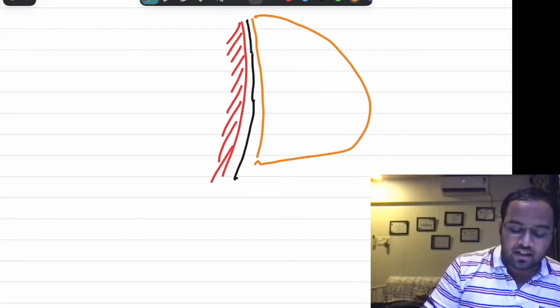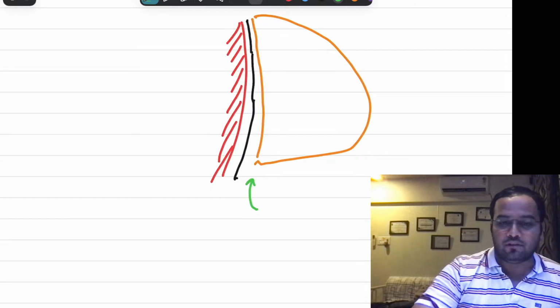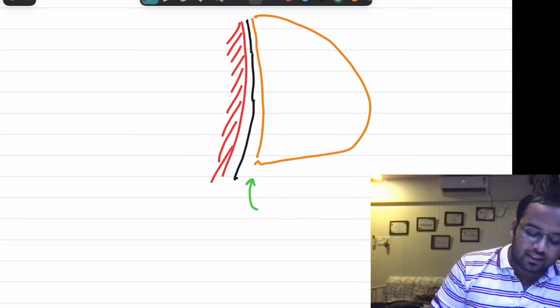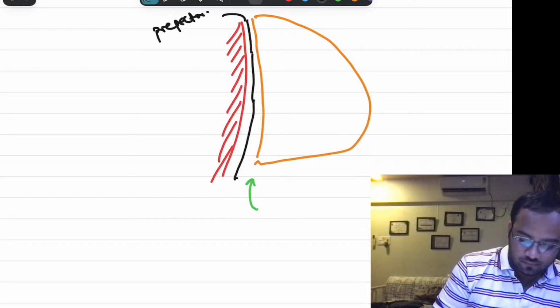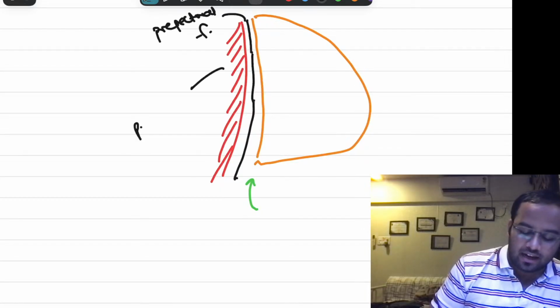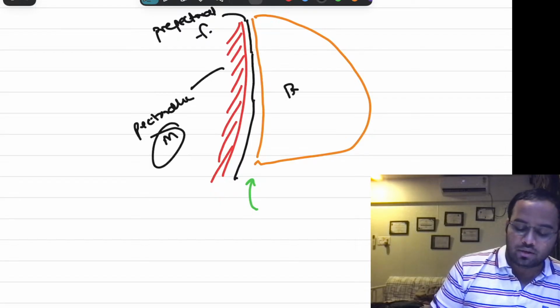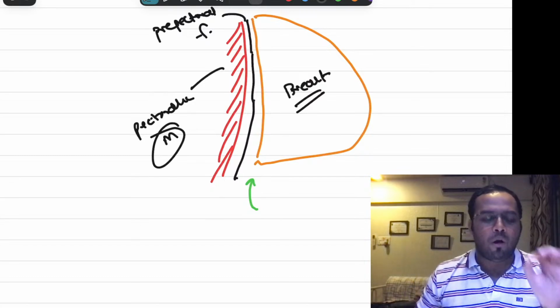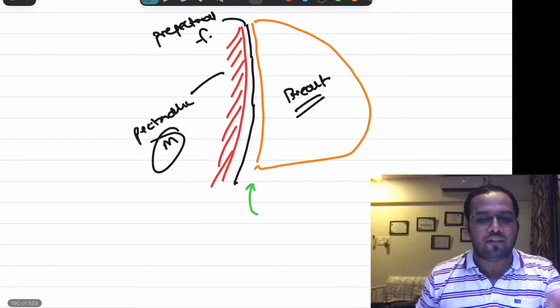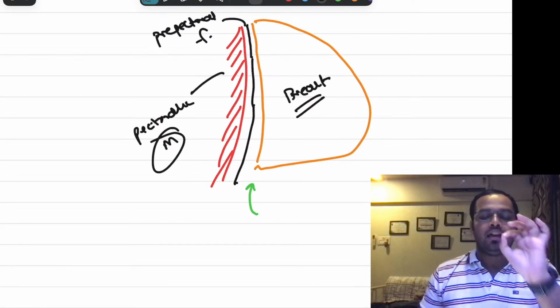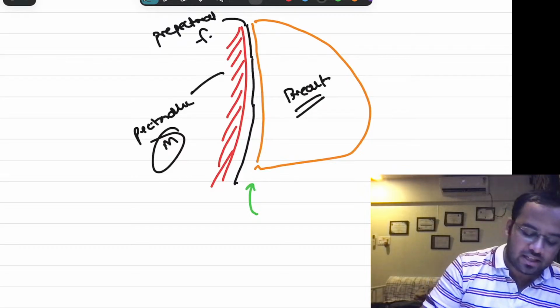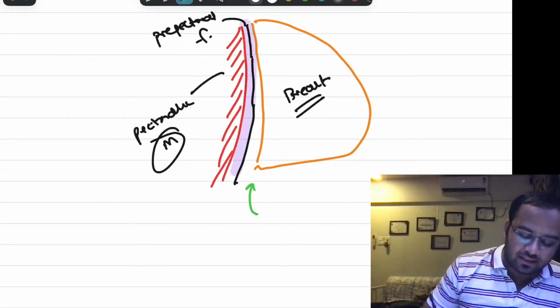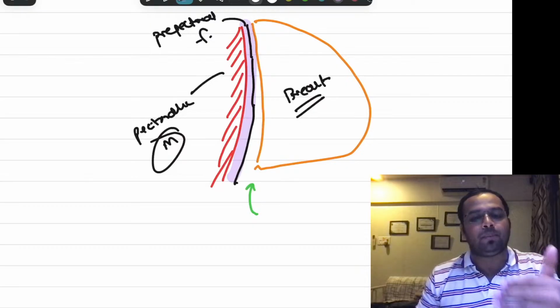Whenever the resection margin is from the prepectoral fascia, first of all let's label it. This black color is going to be the prepectoral fascia. This is going to be the pectoralis major muscle, and this is going to be the breast. So whenever you are going to operate on any patient, for a simple mastectomy you are going to preserve this prepectoral fascia. This prepectoral fascia is going to be preserved, and you are going to operate outside the prepectoral fascia.